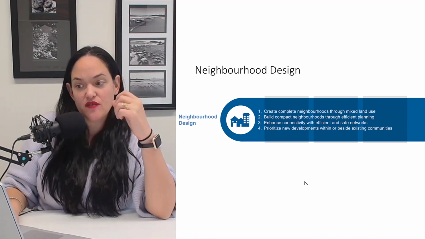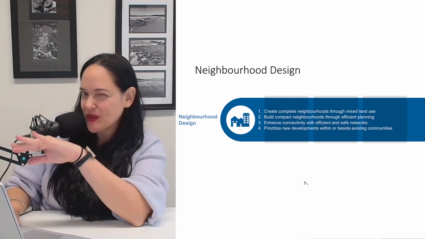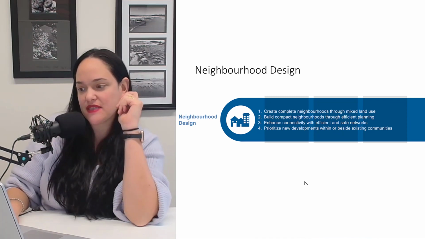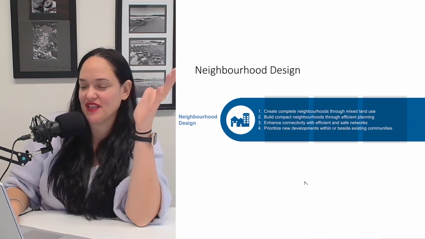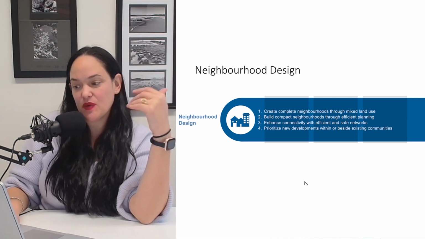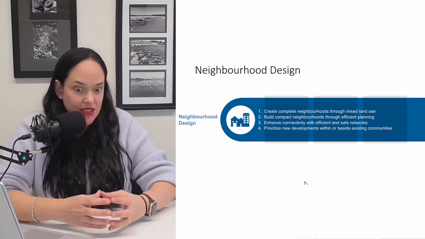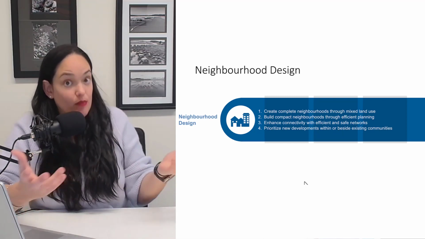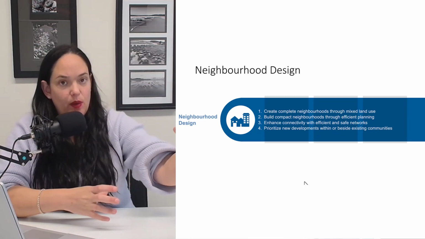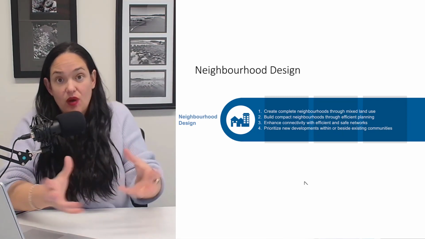Something else that's part of neighborhood design is efficient and safe networks, which speaks a little bit to transportation as well, so I'll get to that more when I get to that. And the last one: prioritize new developments within or beside existing communities. So if we're going to build a new community, let's say Brentwood as a local example, are we doing that in the middle of nowhere, or are we doing that within a city or within a neighborhood design that's already there?